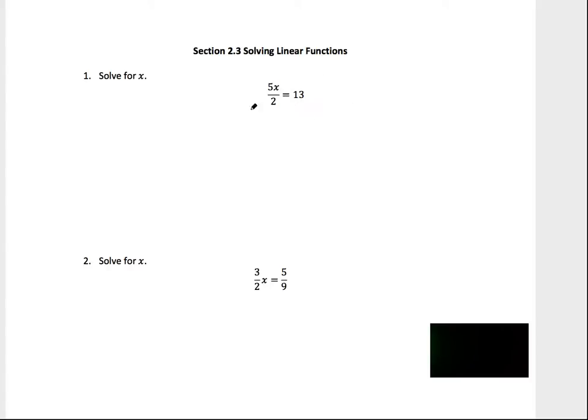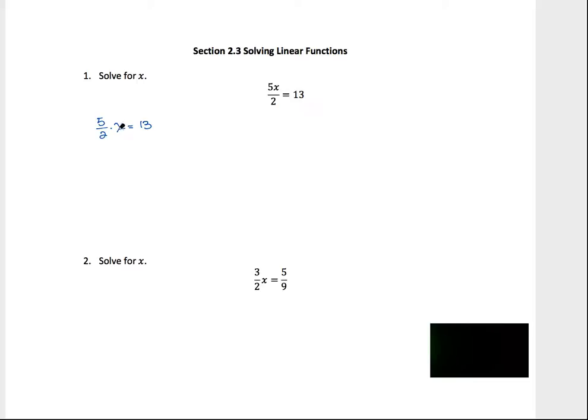There are two ways that you can approach this problem. A lot of students get scared when they see fractions. So one thing that you can do is rewrite this fraction. 5x over 2, I can rewrite that as 5 over 2 times x is equal to 13. Now our goal is to isolate x, get x by itself.